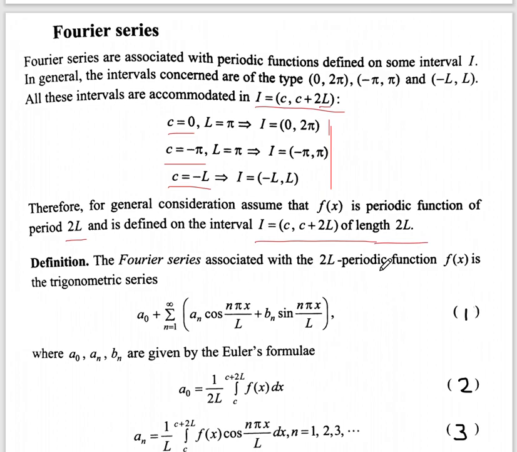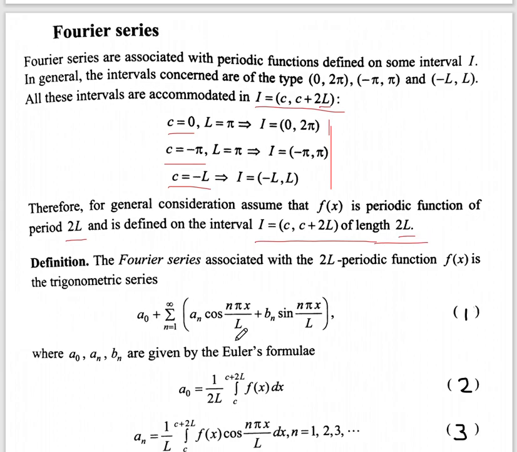How will you find the length of the interval? It is b minus a, where b is this term and a is this term. B minus a means c plus 2l minus c. So c cancels here and you get 2l. So this is the length of the interval, that is 2l.